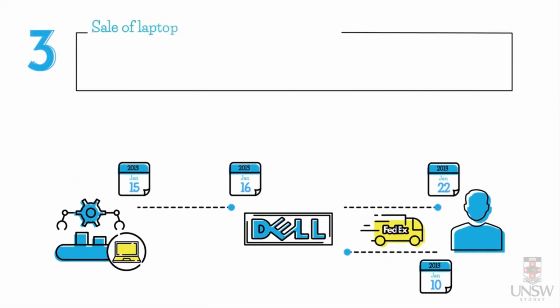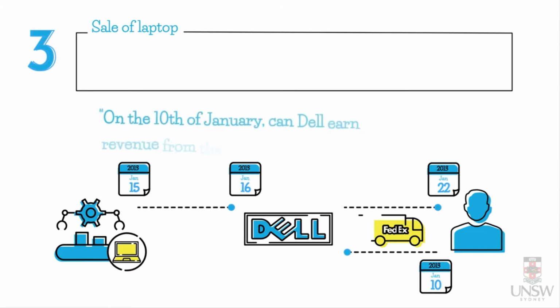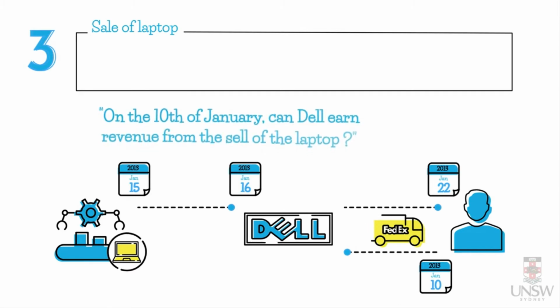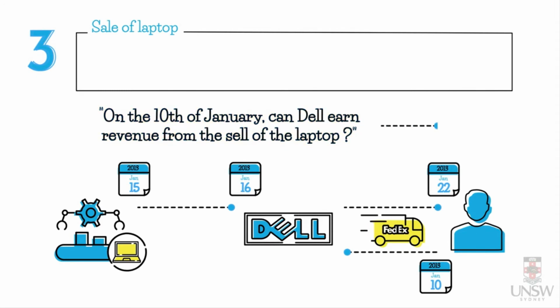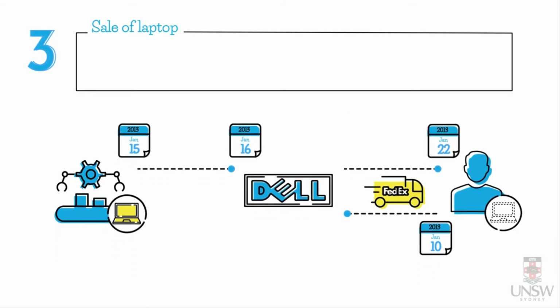We're asked to prepare the journal entry to recognize the revenue for the sale of this laptop. At the very beginning, on the 10th of January, can Dell earn the revenue from the sale of the laptop? The answer is no, because they haven't actually assembled the laptop. It's not yet built. They haven't undertaken the substantive amount of work they need to do to earn the revenue.